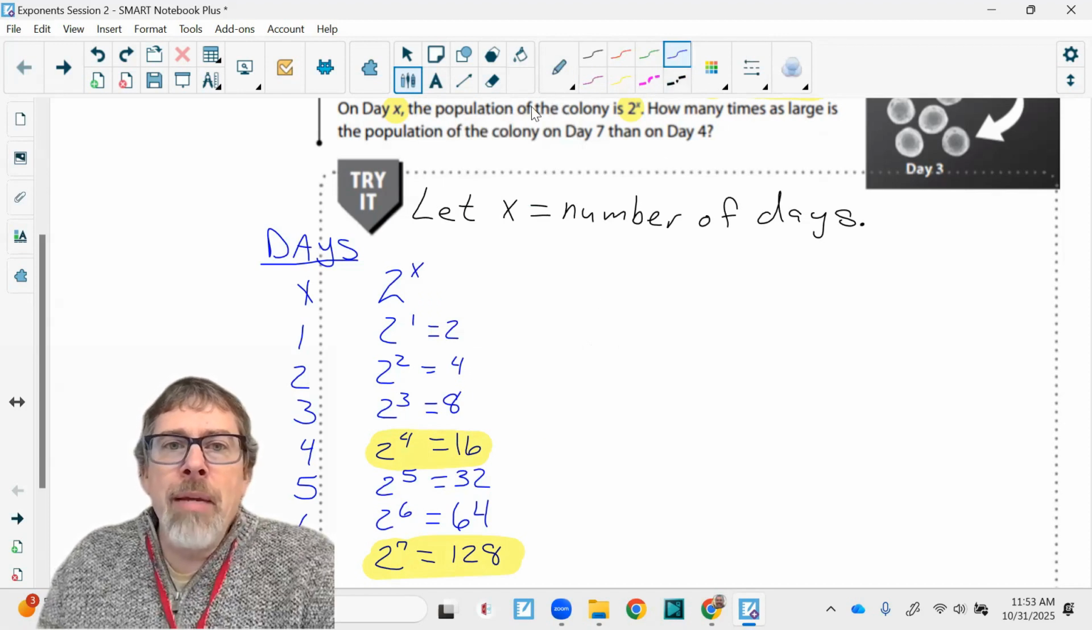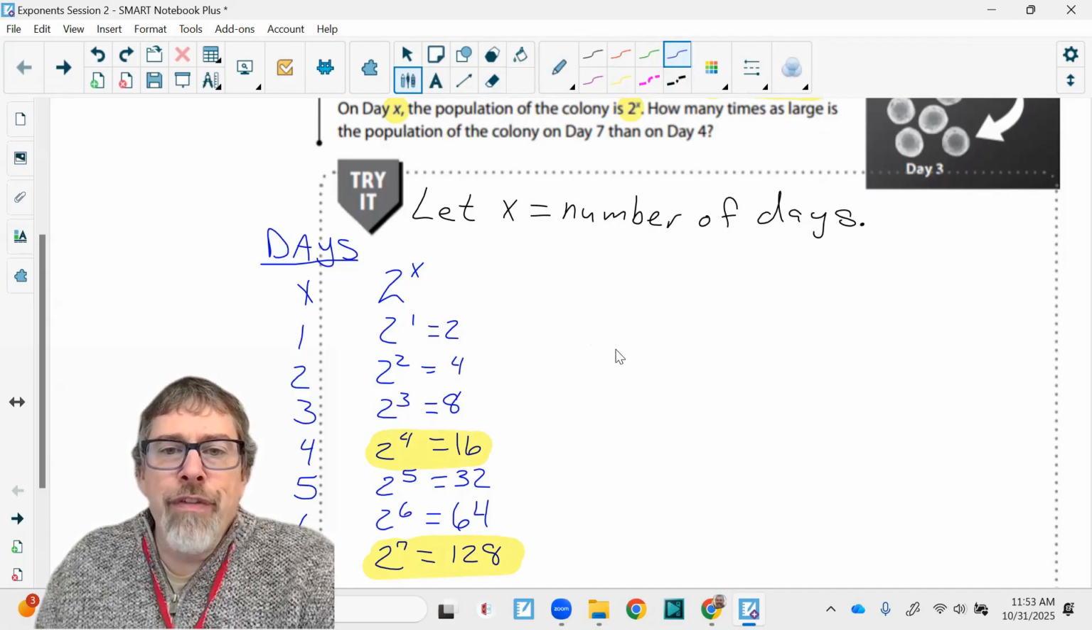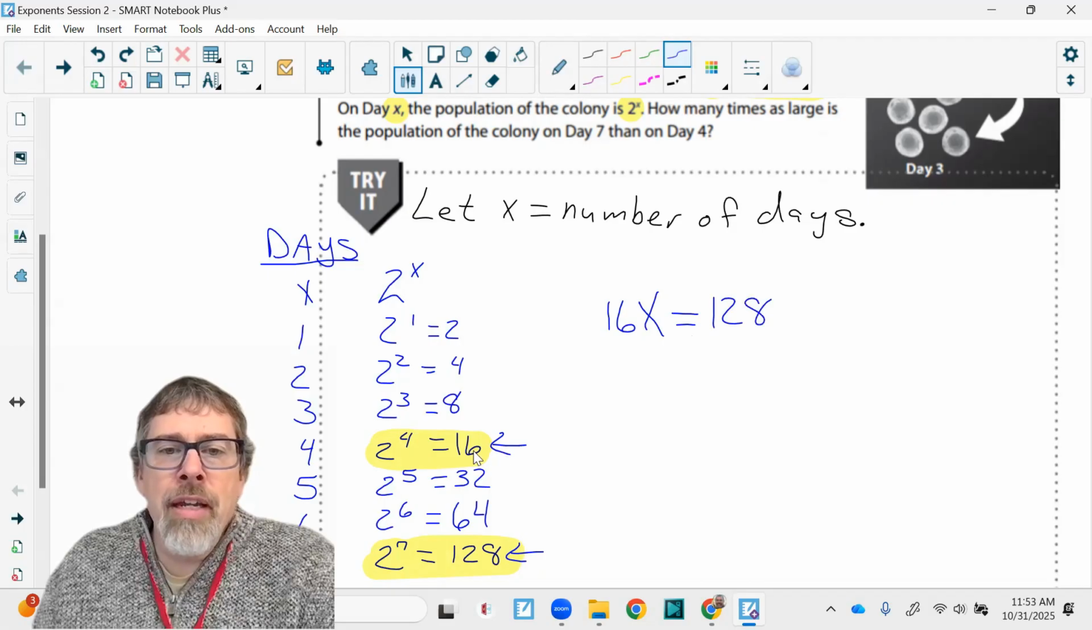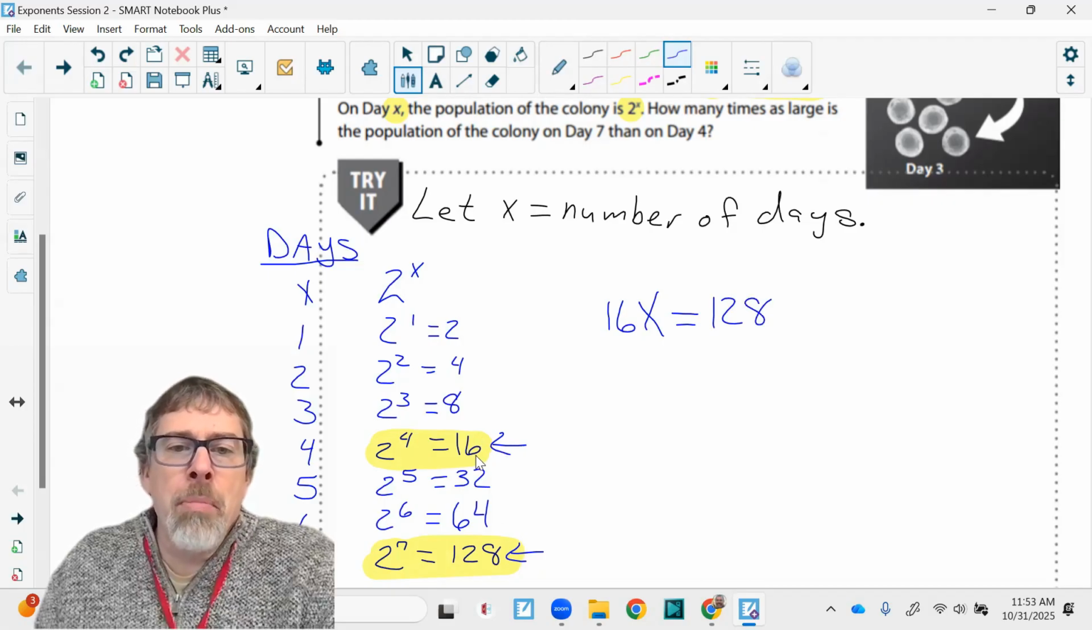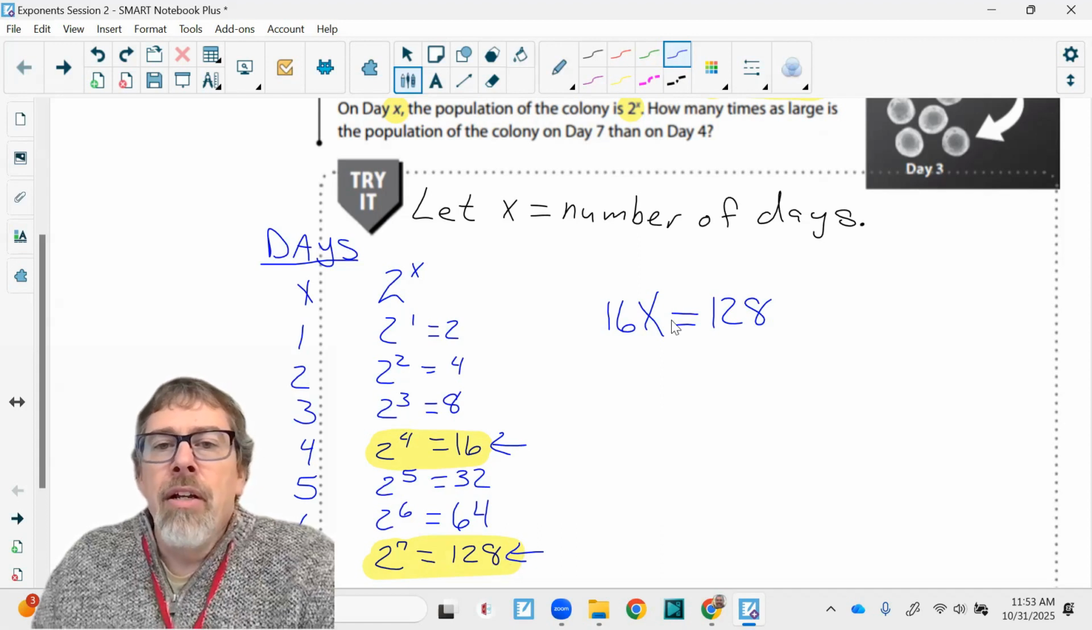So it says how many times as large as the population on day 7? So how many times is a variable times on day 7 than on day 4? So it would be day 4, 16 times some number x has to equal day 7, right? So how many times larger is day 7 than day 4? That means multiply day 4 by some number to get day 7. So 16 times some number is 128.